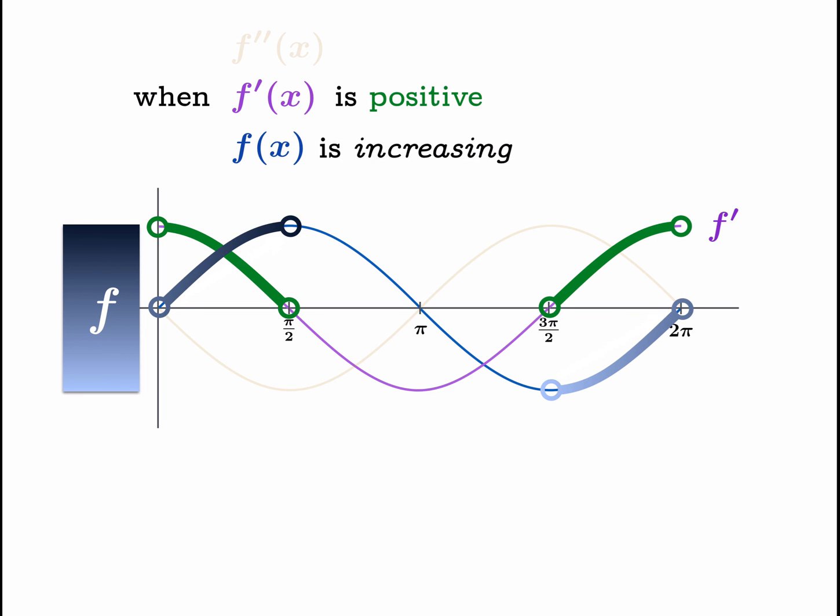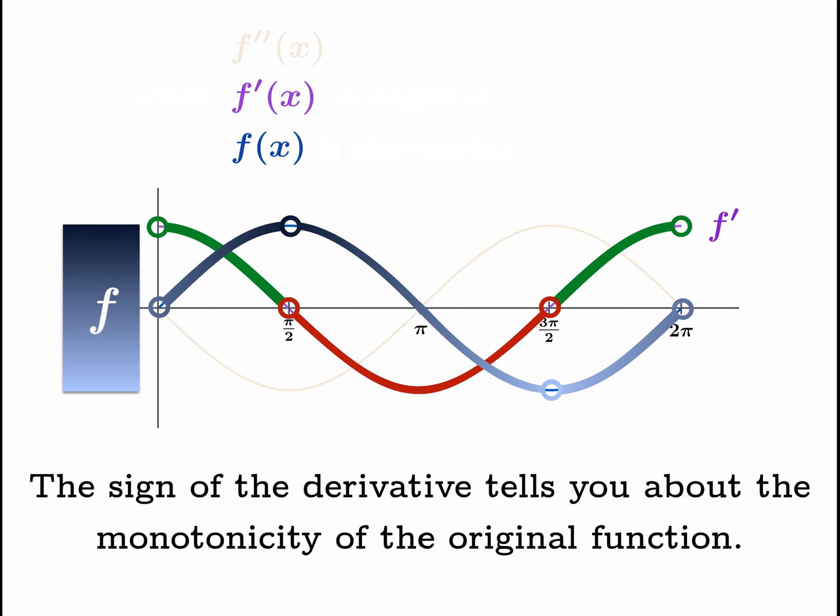The values of the original function are getting greater as you move left to right. And where the values of the derivative are negative, that's where the original function is decreasing, which again you can see in this simple example. So the punchline here is the sign of the derivative tells you about the monotonicity of the original function. Look at the sign of the values of the derivative, and that'll tell you whether the original function is increasing or decreasing.